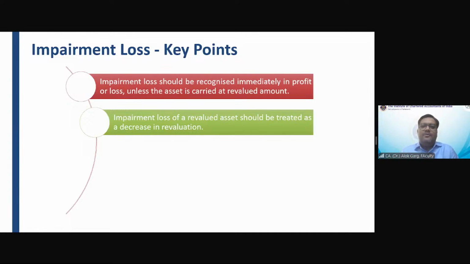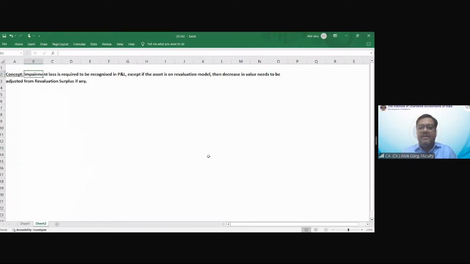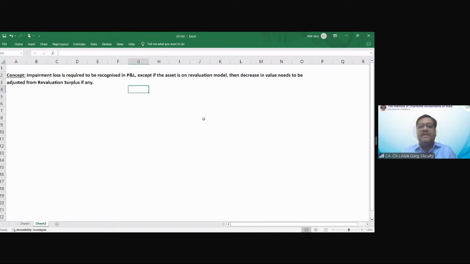Anu is saying reduce from revaluation surplus. Very good. Nisha is also saying the same thing. Ginny is saying if there is a revaluation surplus, it will go to OCI and from there to retained earnings. Sumit is saying revaluation account. Hemant is saying decrease the revaluation surplus. Absolutely right. So friends, what is the concept? Impairment loss is required to be recognized in P&L, except if the asset is on the revaluation model, then the decrease in value needs to be adjusted from revaluation surplus, if any. This is what we have read in Ind AS 16 and Ind AS 38 also.